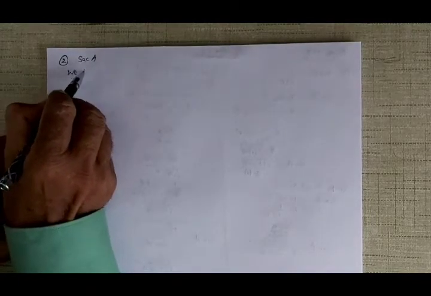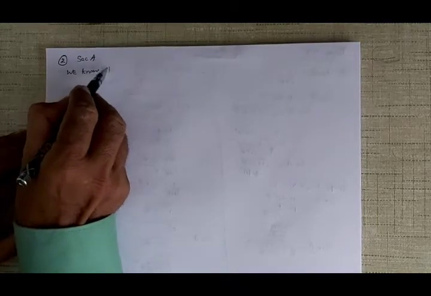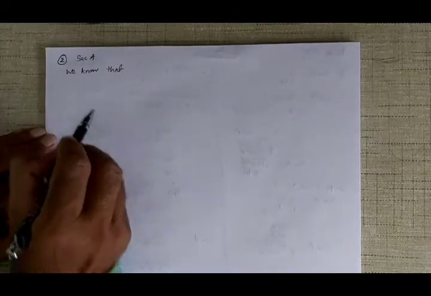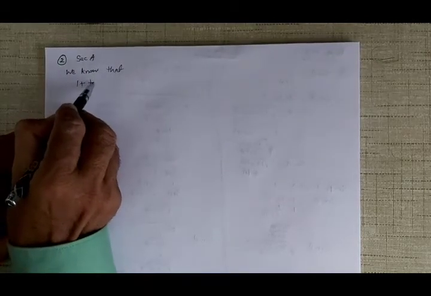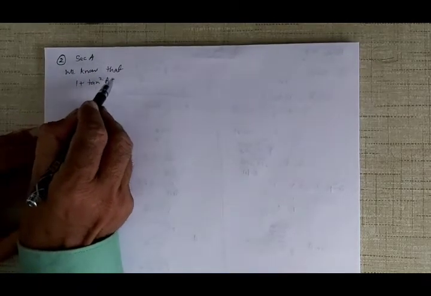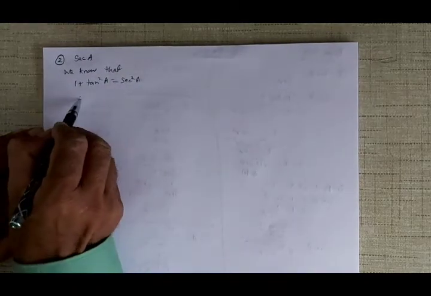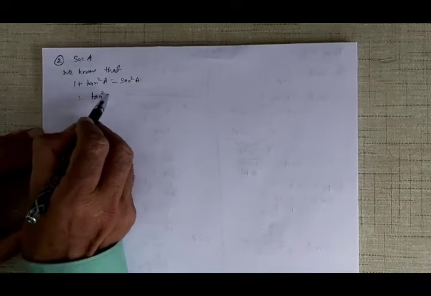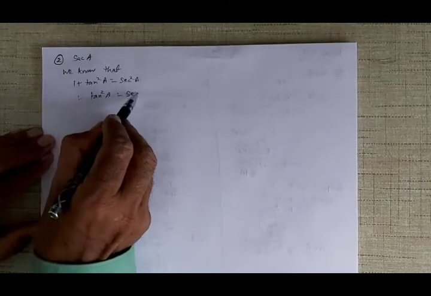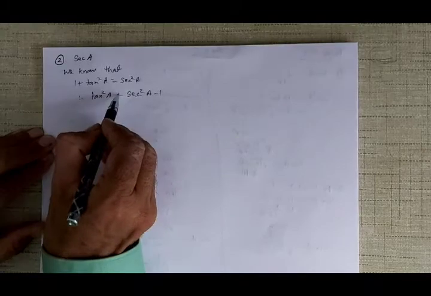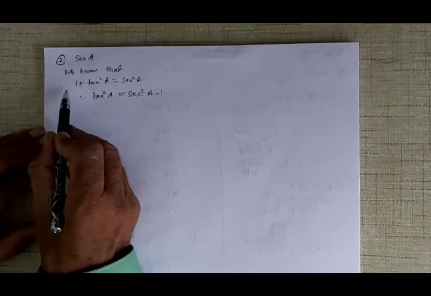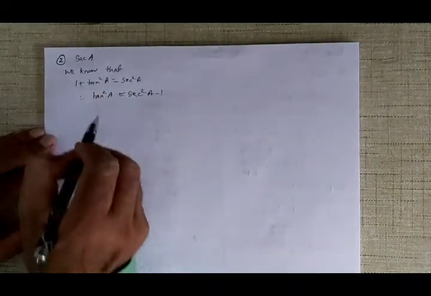We know that 1 plus tan square A is equal to sec square A. So therefore tan square A is equal to sec square A minus 1. This is the identity we have. I have started with the identity.